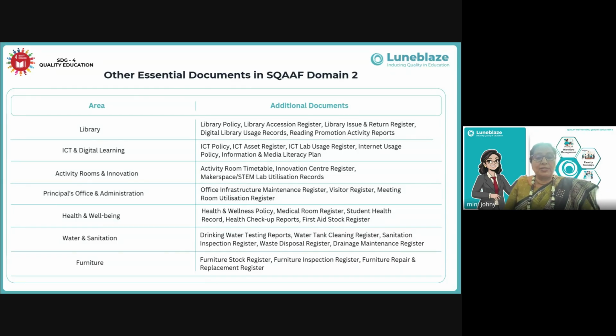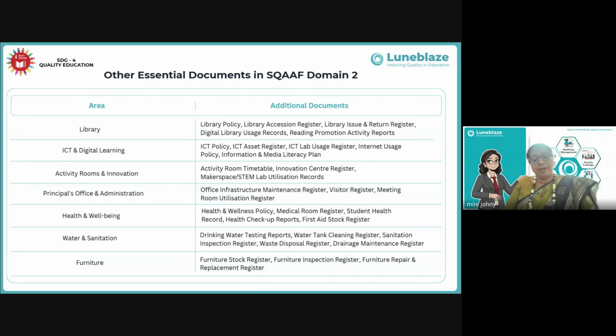Principal's office and administration. You all know that very well. Infrastructure maintenance register should be there. Visitor register, meeting room utilization register. For what purpose we used it, why, when, the time, who is the person responsible, and it should be recorded.